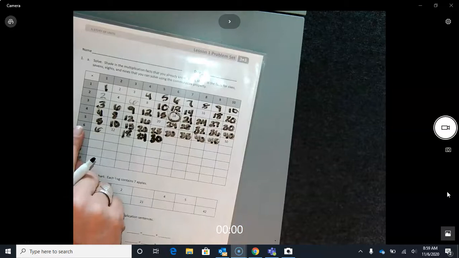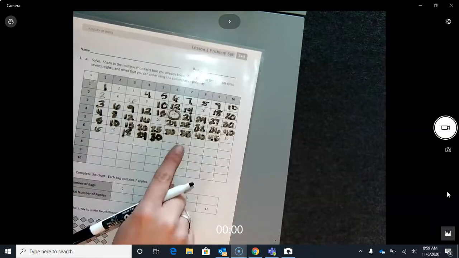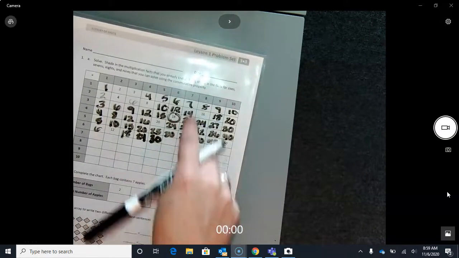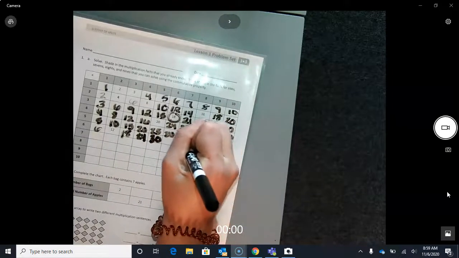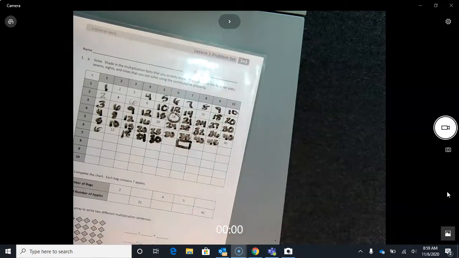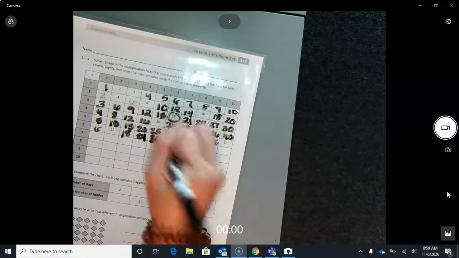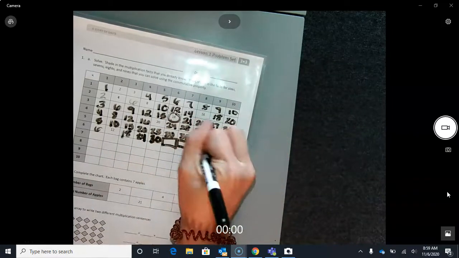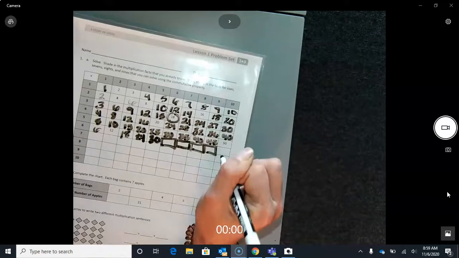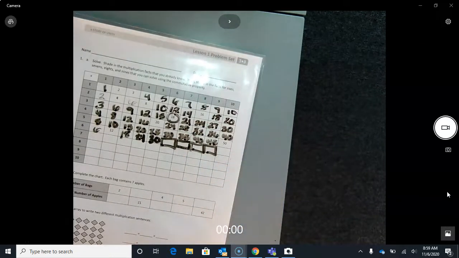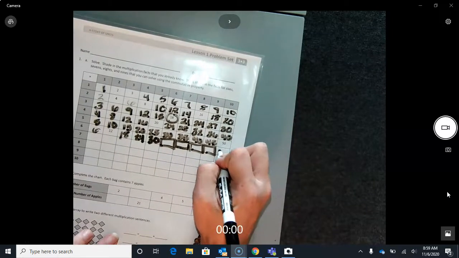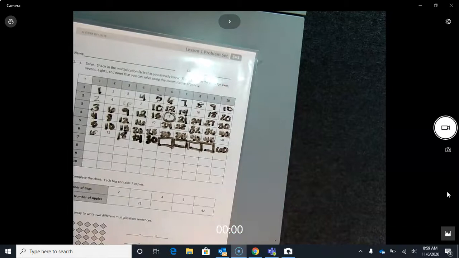Do the same thing with 6 times 7. Do we have that one yet? No, we don't have that one yet, so let's just make a square around it. We don't know that one yet. We don't know 6 times 6 yet because we haven't learned our 6's. We haven't learned the 8 or the 9. We do know 6 times 10 is 60 because we've learned that.